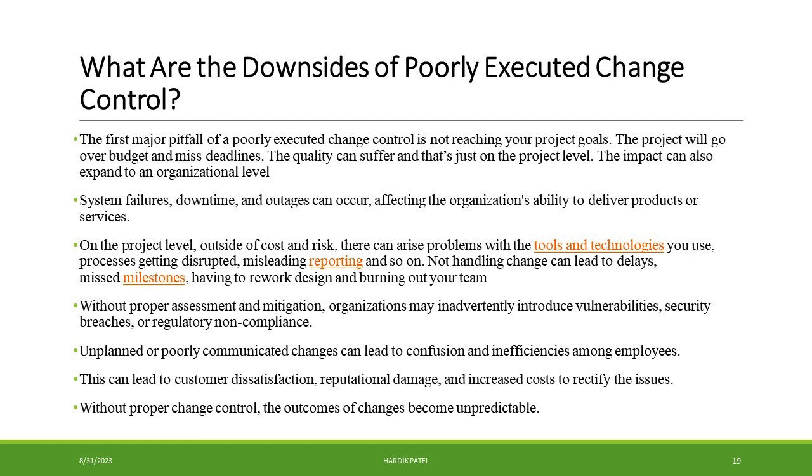The first major pitfall of a poorly executed change control is not reaching your project goals. The project will go over budget and miss deadlines. The quality can suffer, and that's just on the project level. The impact can also expand to an organizational level. Changes that are not properly planned and tested can lead to unexpected disruptions in operations. System failures, downtime, and outages can occur, affecting the organization's ability to deliver products or services.